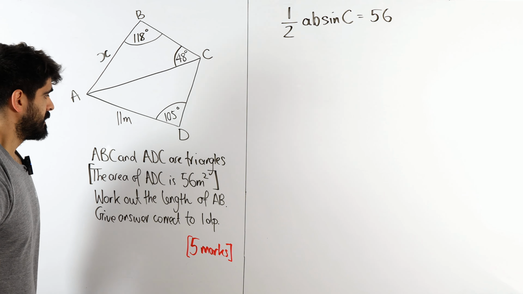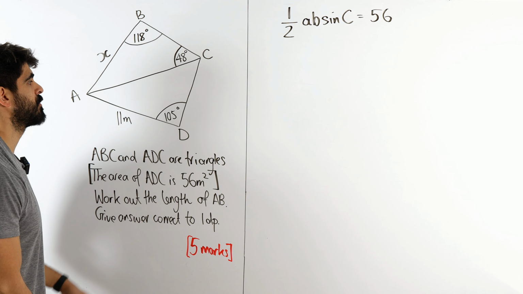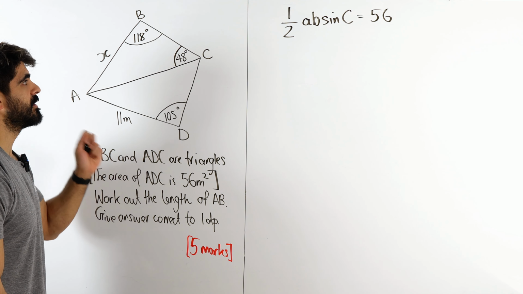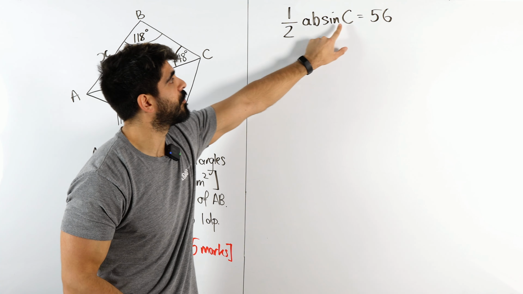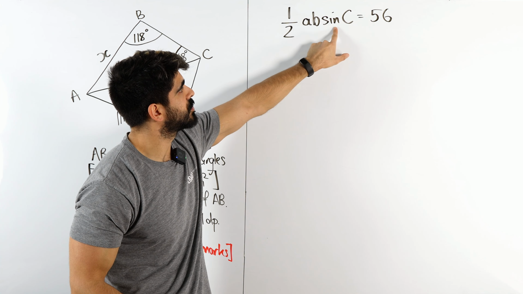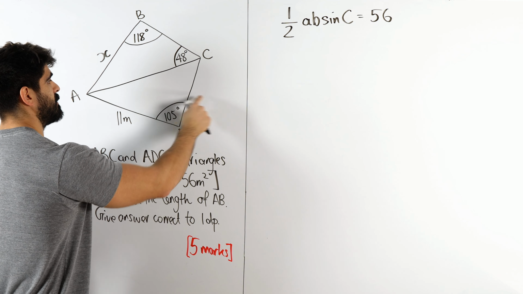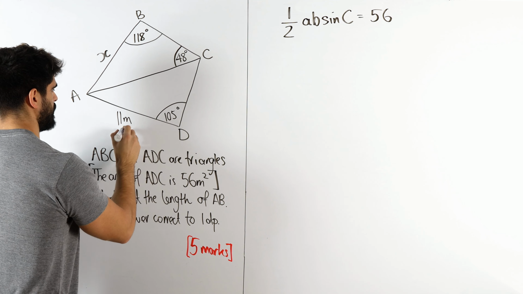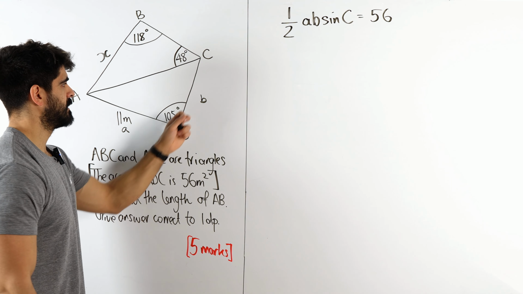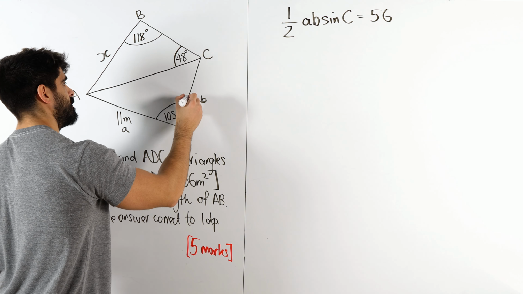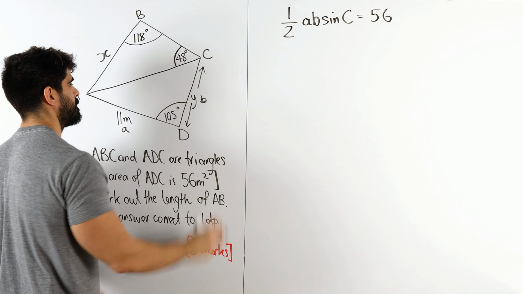Okay? Now we're just going to plug things in and figure out what that is going to help us find. Half ab. Now in this case, your a's and b's are the lengths on either side of the angle in question. Sin C is looking at that 105. So your a and b are these two lengths. Now, I don't really want to use b. Let's call it y. Okay, this length here is y.